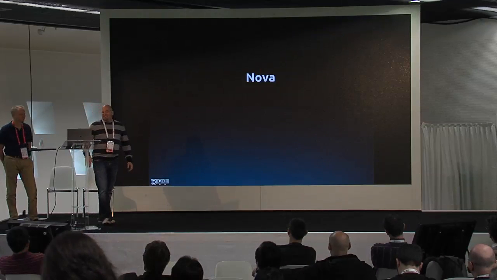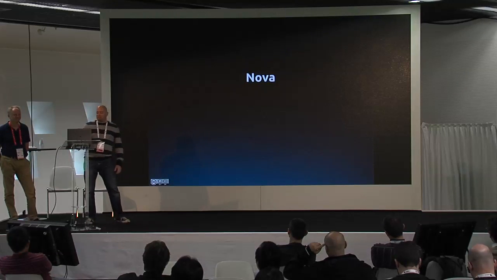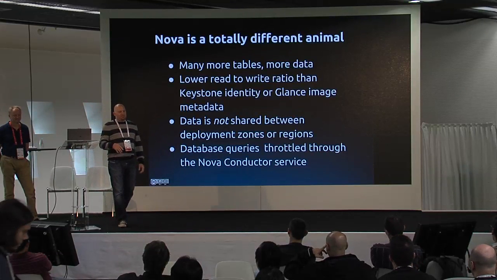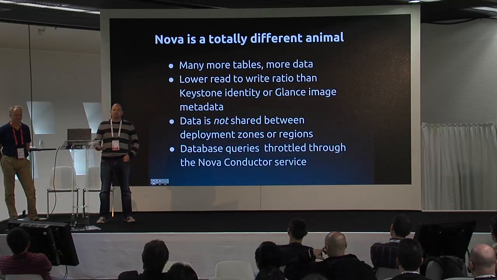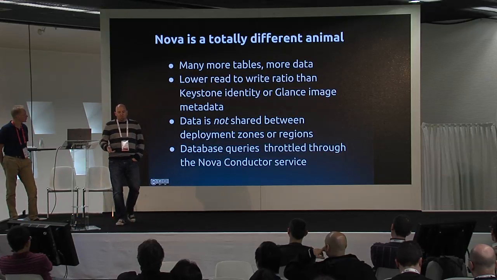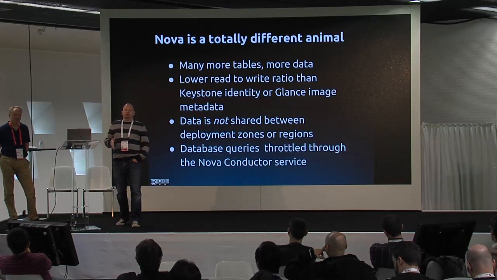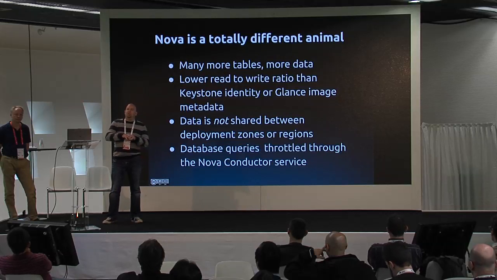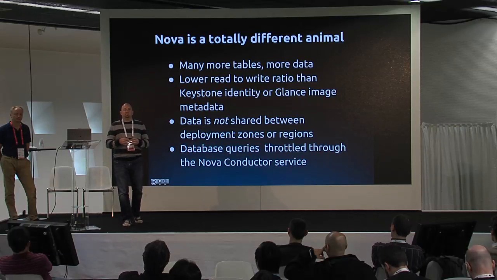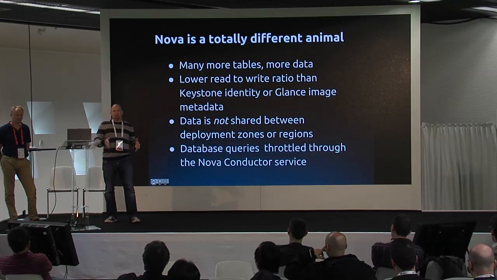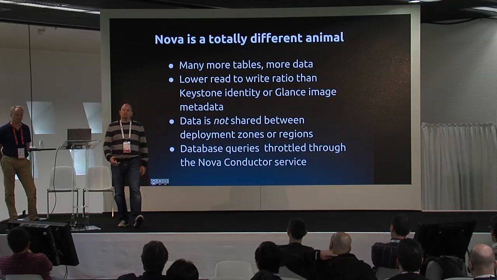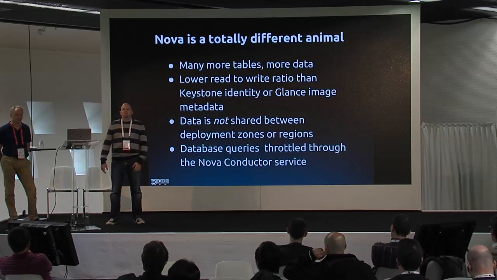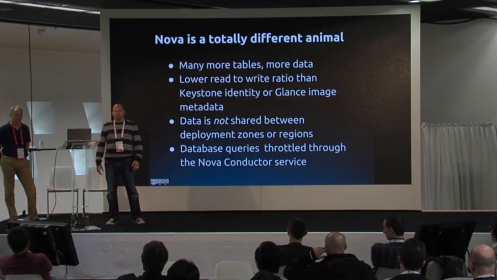We'll build on this. All right, so Nova is the compute layer within OpenStack. It has vastly different data usage patterns and write frequency than Keystone or Glance. Within a Nova availability zone, or a failure domain, you have an isolated database, right? So you're not sharing instance information from one availability zone to another, because the failure domain is the availability zone. There are many, many more tables within Nova than Keystone or Glance, and it's highly relational data, right?